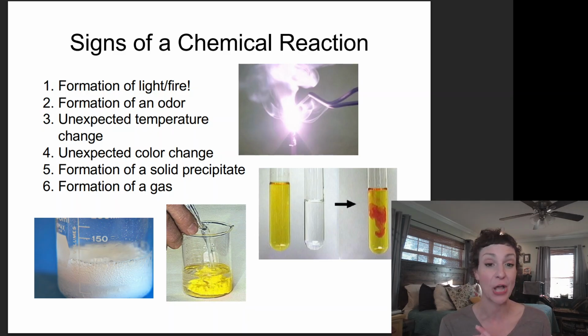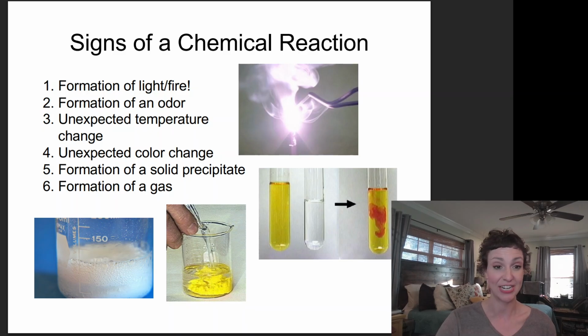We have learned that a solid precipitate is a solid ionic compound that is created by mixing together two aqueous solutions of ionic compounds. And then a formation of gas. If I see bubbles in the bottom of my beaker bubbling up, then I know that I've got a chemical reaction that has occurred.